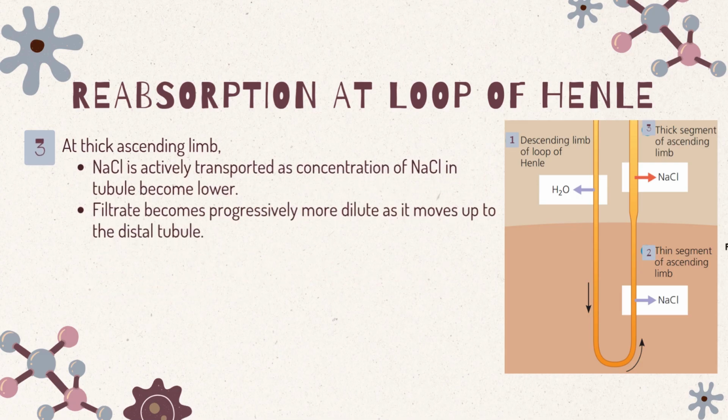Reabsorption at loop of Henle. 3. At thick ascending limb, sodium chloride is actively transported as concentration of sodium chloride in tubule becomes lower. Filtrate becomes progressively more dilute as it moves up to the distal tubule.